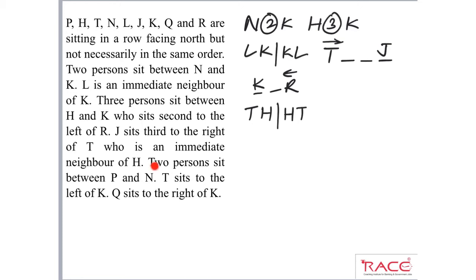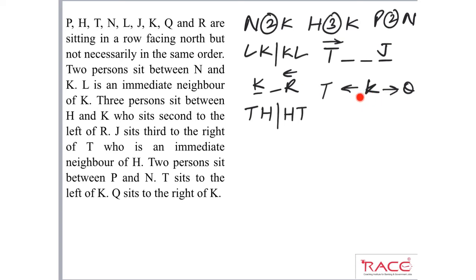Now, two persons sit between P and N. So they are saying there are two persons between P and N. Between P and N, we have two persons. Now, T sit to the left of K and Q sit to the right of K. So K is the middle person, and to the right of K we have Q, and to the left of K we have T. So please, here in this case you have to be attentive.